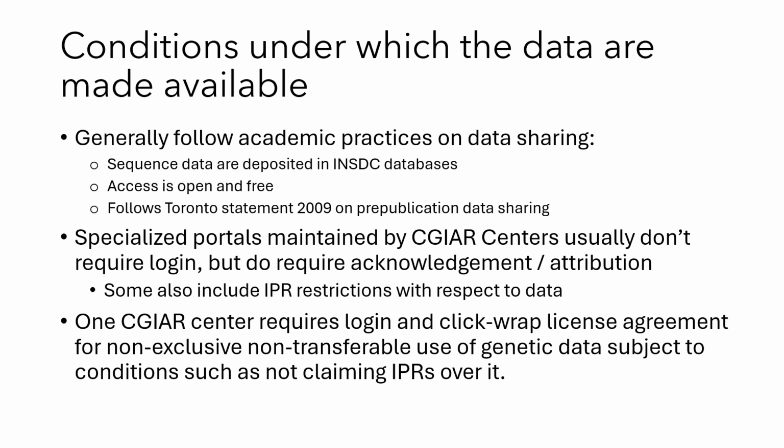In general, the centres follow standard academic practices on data sharing. Sequence data are deposited in the databases of the International Nucleotide Sequence Database Collaboration, where access is open and free, and they follow the Toronto Statement of 2009 to enable pre-publication data sharing. Specialised portals maintained by CGIAR centres don't usually require login, but they do require acknowledgement and attribution, and some also include IPR restrictions relating to the data. One CGIAR centre does require login and ClickWrap license agreement for non-exclusive, non-transferable use of genetic data, subject to conditions such as not claiming IPRs over it.